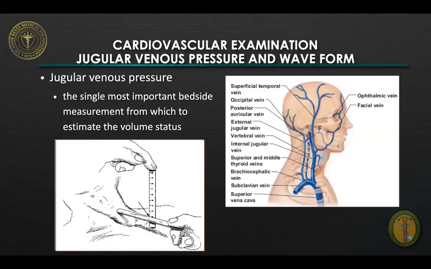Now we go to the cardiovascular examination proper. First, we examine the JVP, or the jugular venous pressure, and also the waveforms. Your JVP is the single most important bedside measurement from which to estimate the volume status of your patient.